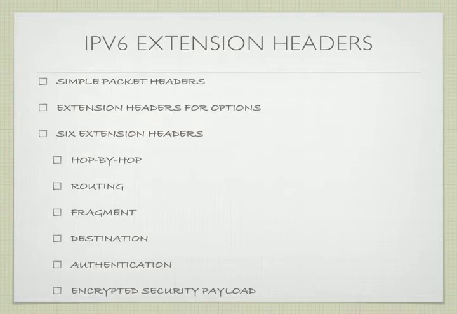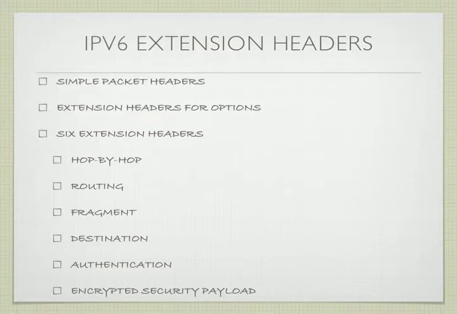Hop by hop options is letting you know that the option needs to be examined at each node of a path in transit of a packet. So if there's an item that needs to be examined by every router, we put that in this option. The routing provides a list of the intermediate nodes that should be visited on the way to the packet destination. This can be used then for preferencing in path for routing.